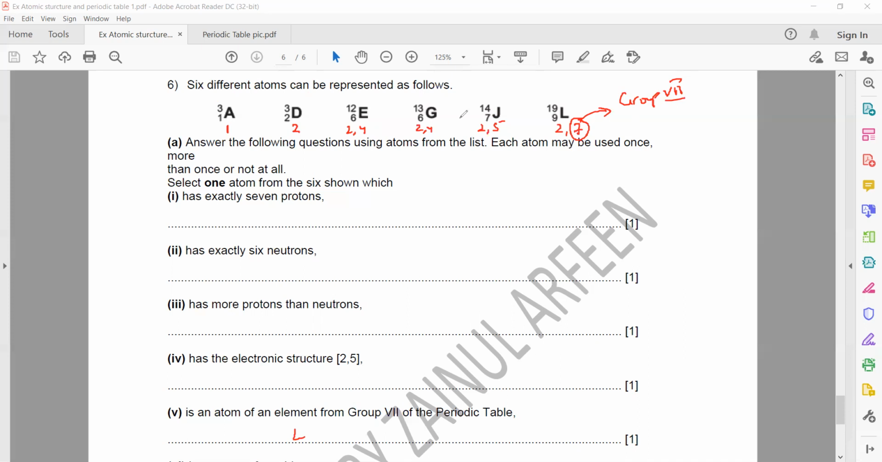We can also use what? PT, platinum. They're asking, is an atom of element from group 7. So no, we don't have to use a periodic table, Abdullah. If you read the question, they mention we have to select our answer from what is given here. So our answer can be A, D, E, G, J and L. We cannot write any other element.